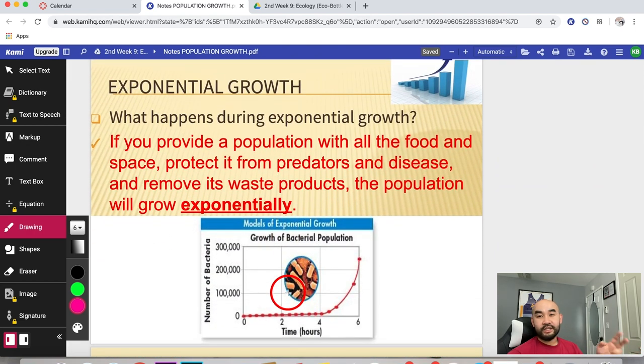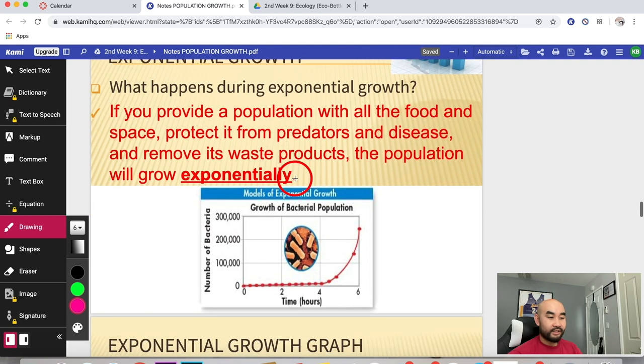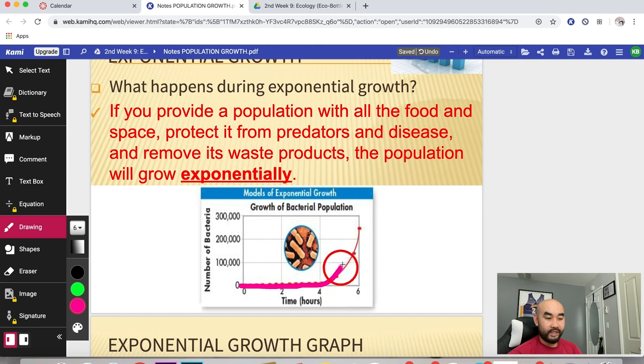Speaking of population growth, there are 2 types of population growth that we're going to focus on. The first type, what we call exponential growth. You got to remember exponent, right? Like 5 to the 2nd, 5 to the 3rd or something like that, right? That means 5 times 5 times 5. So when you have an exponential growth, things will start out very slow at the beginning. Slow. And when you have enough individuals, it will pick up. And once it picks up, it goes very fast. It goes up and up and up.